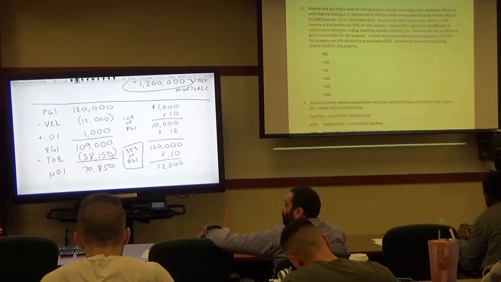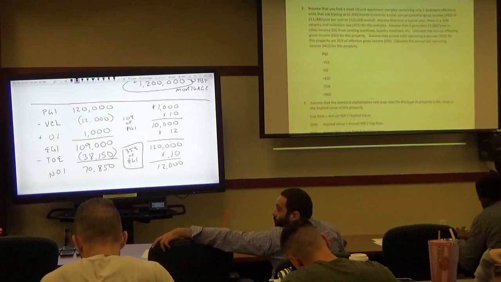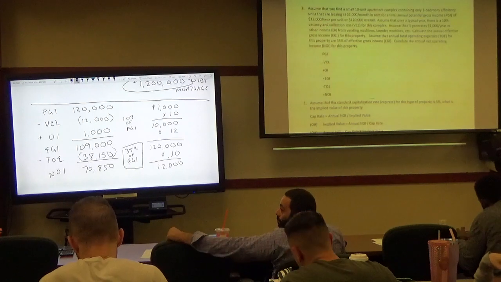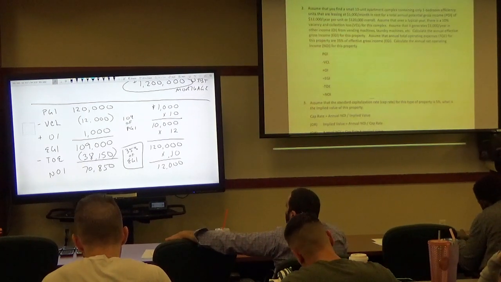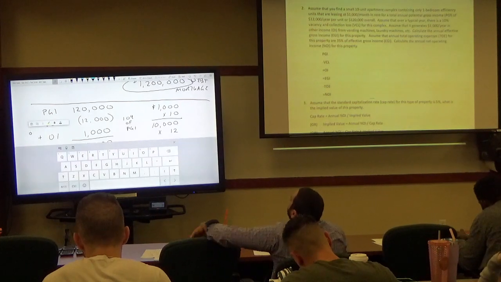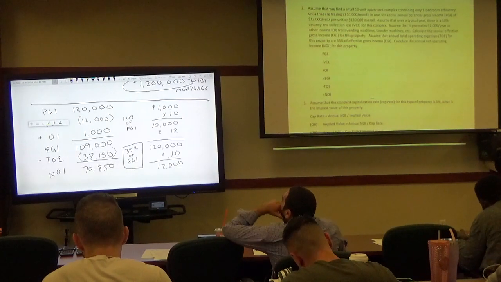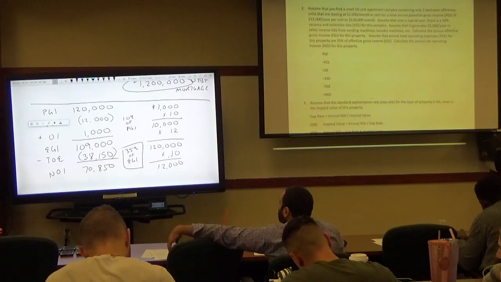Yep. Where did you get the EGI? I'm sorry? 109. Where did I get it? Yeah. Okay, potential gross income minus vacancy and collection losses plus other income equals effective gross income. Okay?